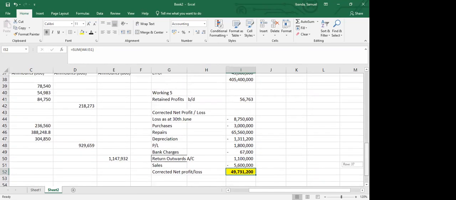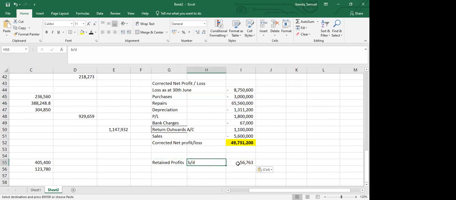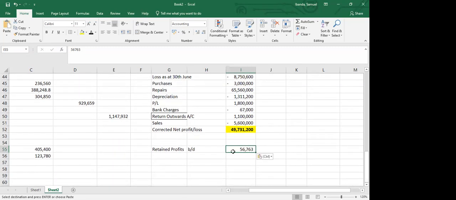So why are we labeling all this? It is because the corrected net profit, or the profit and loss for the given year, affects the retained profits that we shall have in our books of accounts. Remember we've said that the retained profits in the statement of financial position is 567,863. And remember, already this is after they have recognized the loss of 8,750.